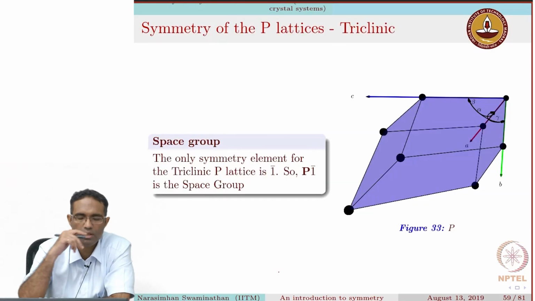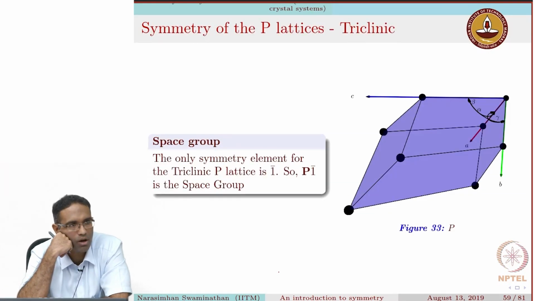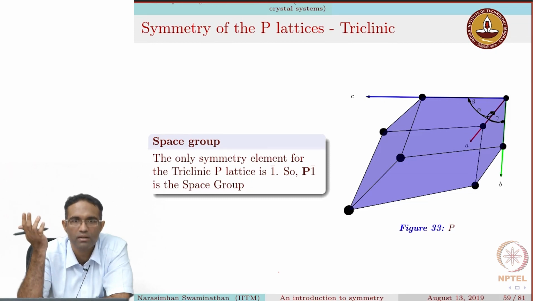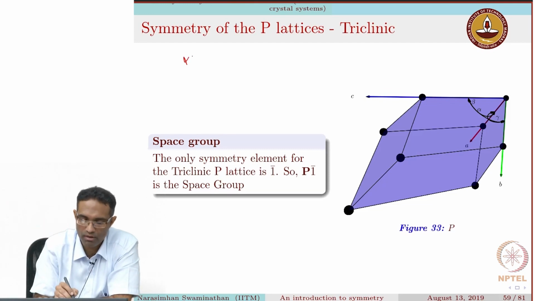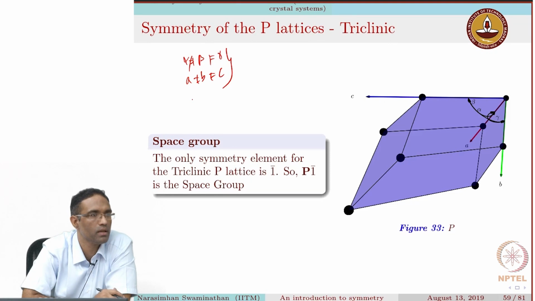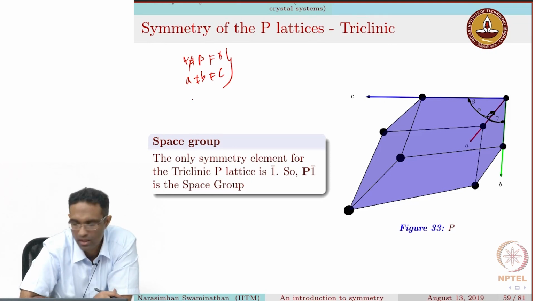We will look at the symmetry of the Bravais lattices. The first Bravais lattice is the triclinic unit cell. The triclinic unit cell means alpha, beta and gamma are all not equal to each other, and A is not equal to B is not equal to C. These characterize the triclinic unit cell.